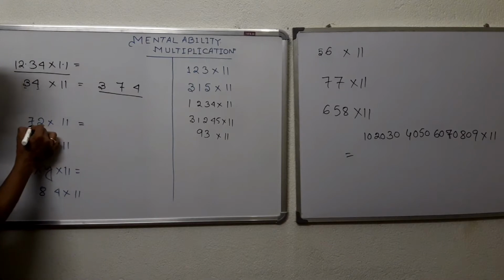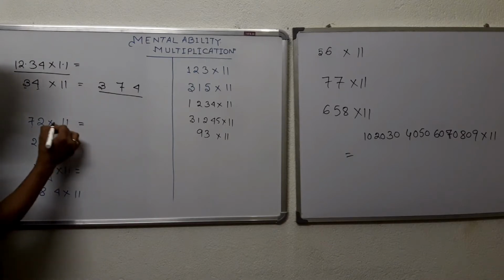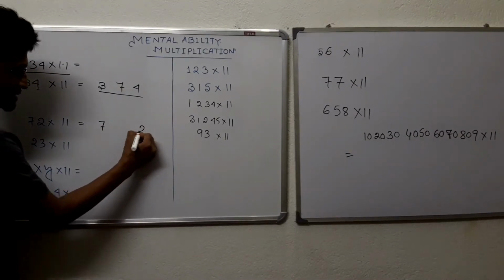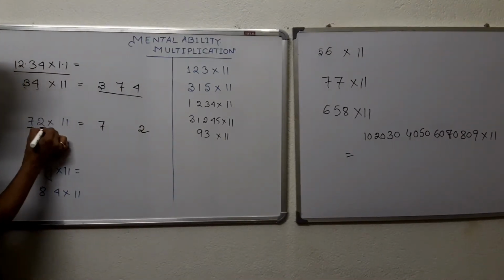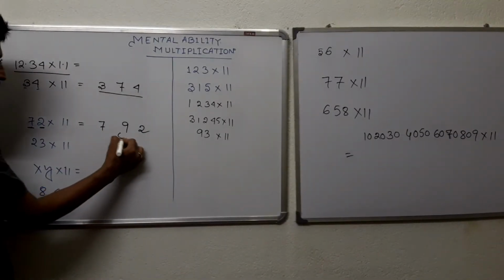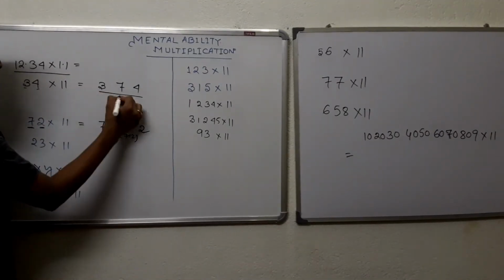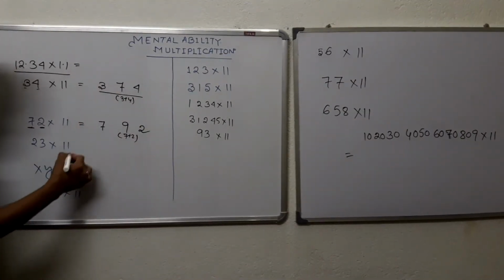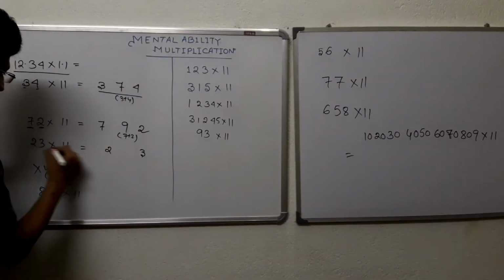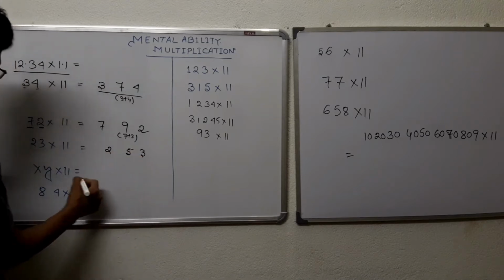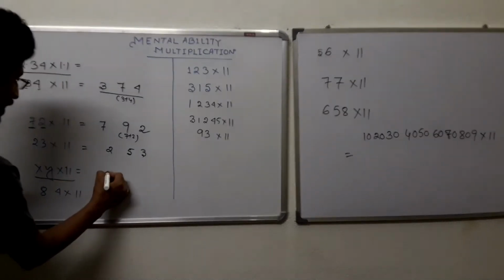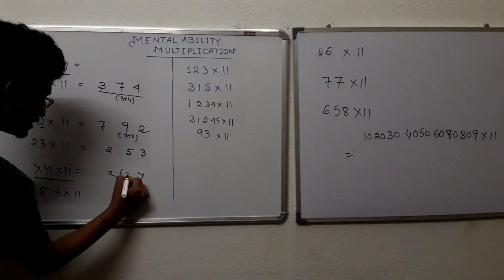Now see, 72 multiplied by 11. So first write the first digit and last digit. 2 is the first digit and 7 is the last digit. Now the pairwise sum, 7 plus 2 is 9. Similarly 3 plus 4 equals 7. And 2 plus 3 is 5. So if you say xy is a number, write the x and y and then the pairwise sum.